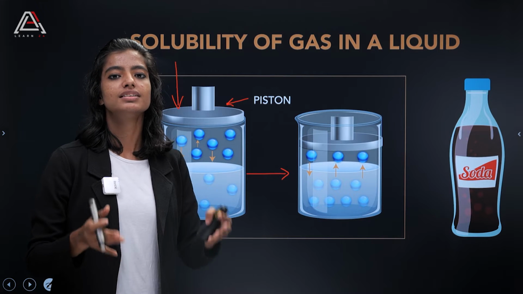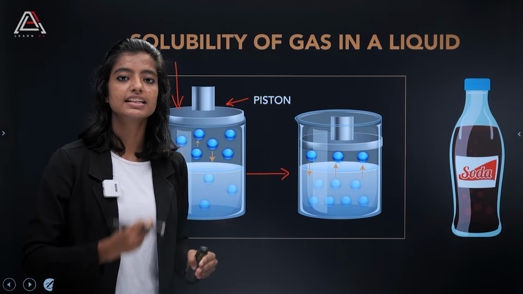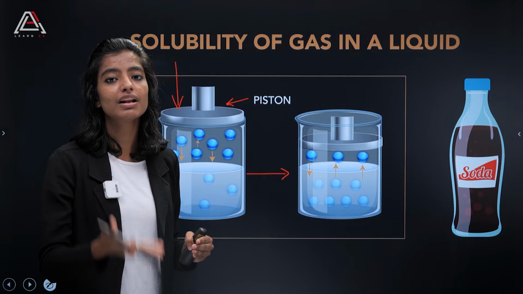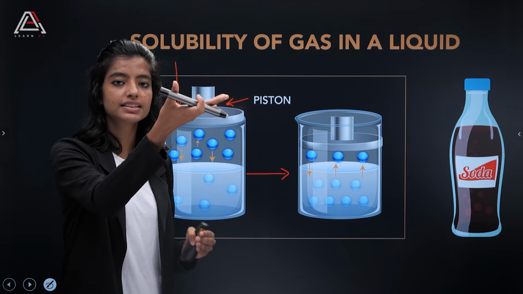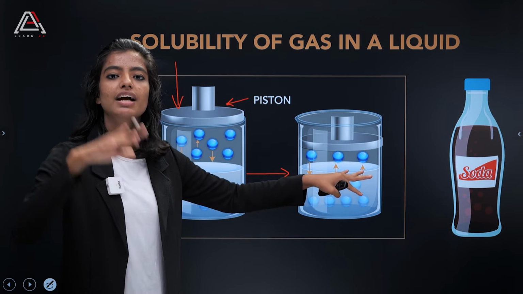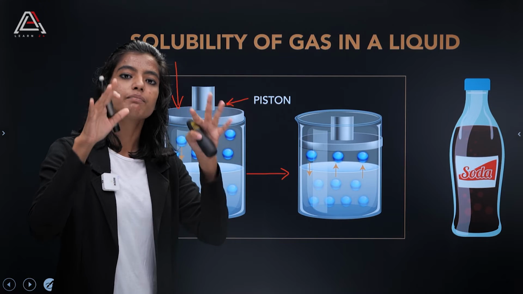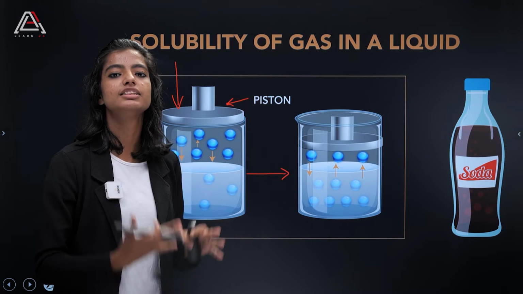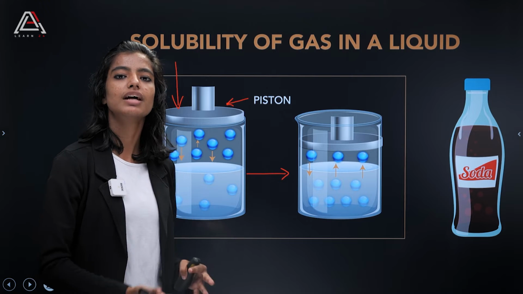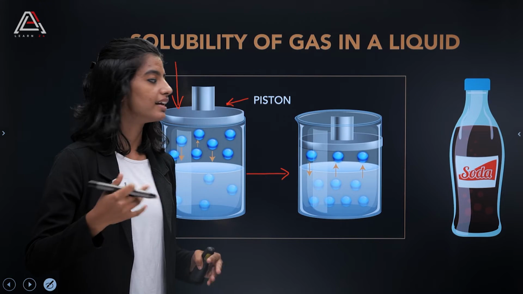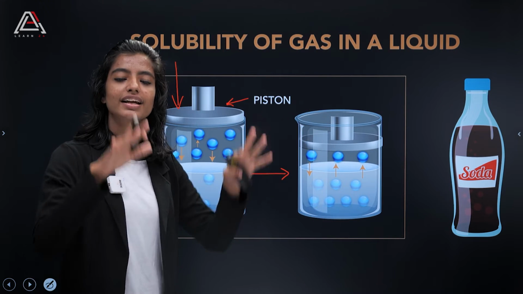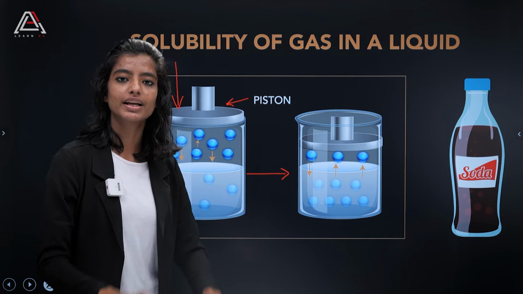The pressure just lowers. Hence the soluble carbon dioxide will pop up like bubbles and the carbon dioxide will come up. Hence when pressure decreases, the solubility also decreases and carbon dioxide came up. Right? When pressure increases, solubility also increases.